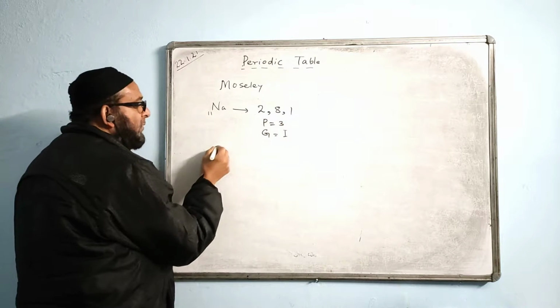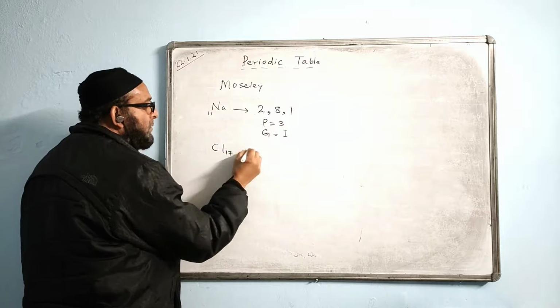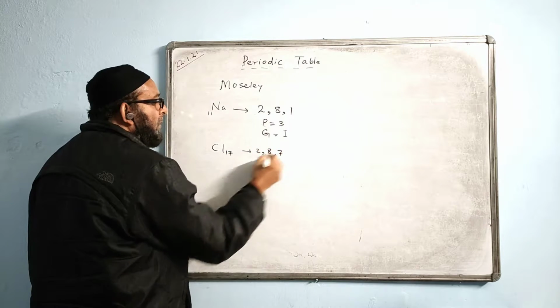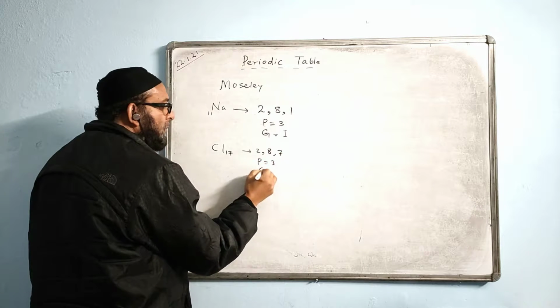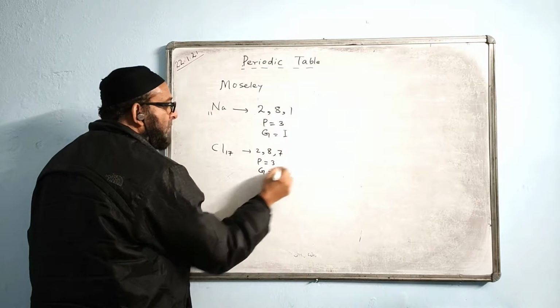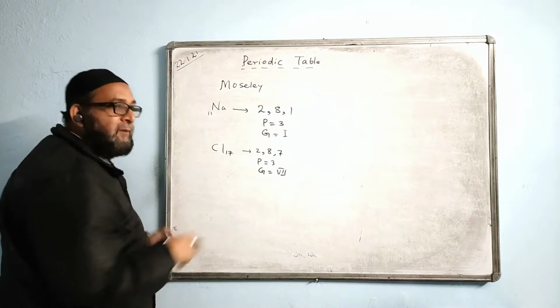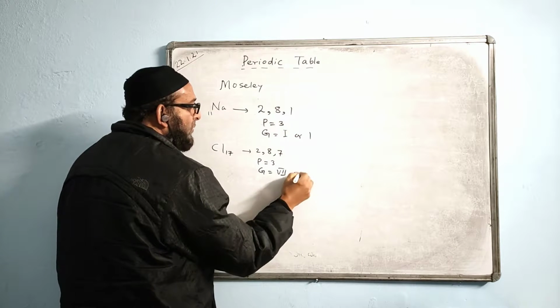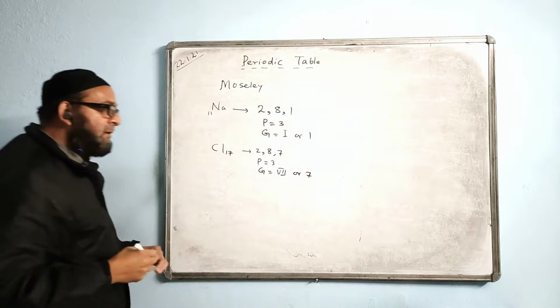Similarly, suppose we have chlorine, 17. On the basis of atomic number we write 2, 8, 7. Period will be 3. Group will be 7. We can write group 7, or you can just write the number 7. Either one will do.